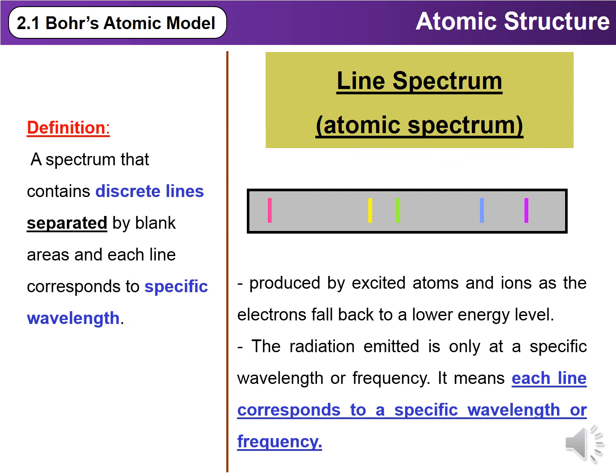How do you get the lines? The lines you get are due to the movement of electrons from a higher level to a lower level. From higher level to lower level, you know that electrons will emit light. So the light is already transformed into a line spectrum.